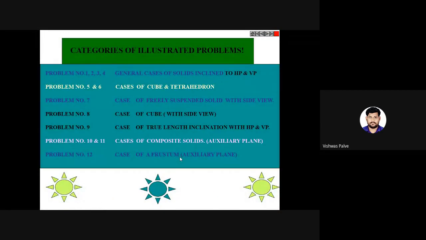Okay, so we have a few problems. With the help of the problems, we can identify how to draw it. So the categories which we are going to solve: the first four problems are general cases of inclination, which is inclined to HP and VP. In categories number 5 and 6, cases of cube and tetrahedron are there. Number 7 is the case of a freely suspended solid. So these are a few types of numericals which we are going to solve, and the composite solid cases are not there in our syllabus. So only up to 9 numericals we are going to solve.